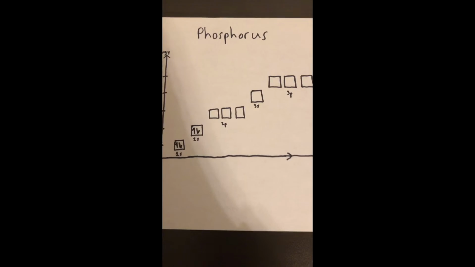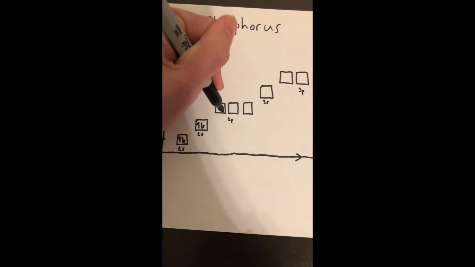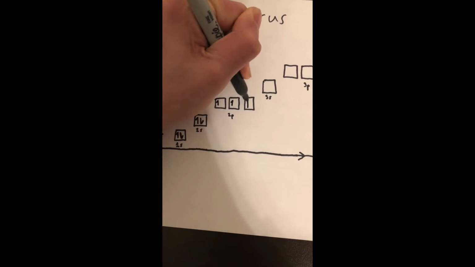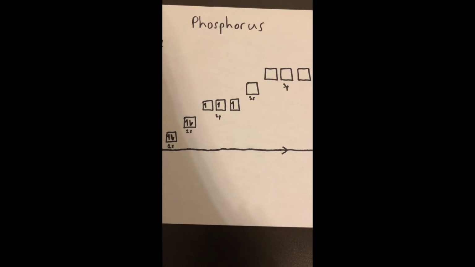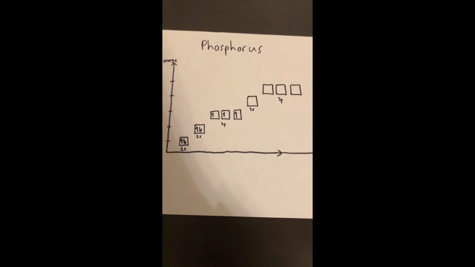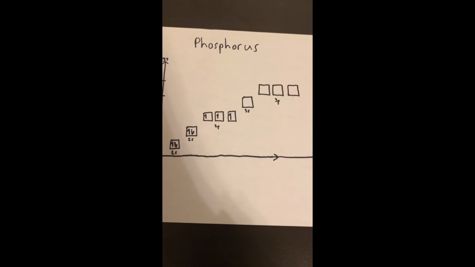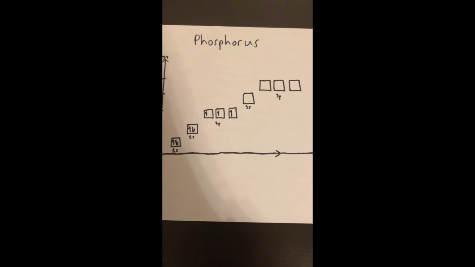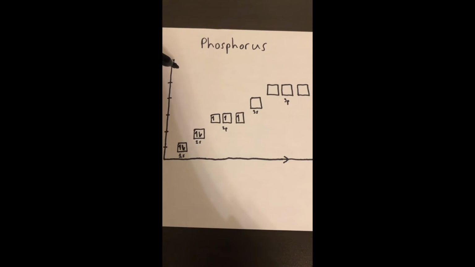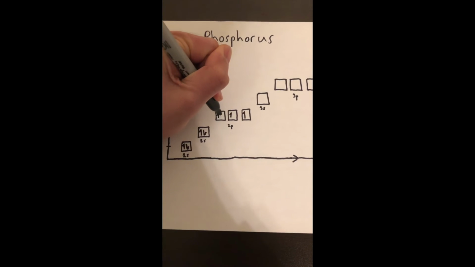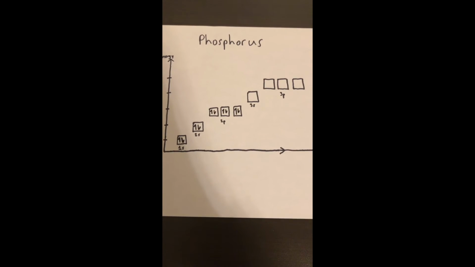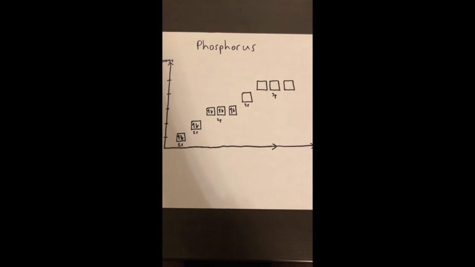And for 2p, we have to use Hund's rule here. So we're going to put an up arrow in each of these to satisfy Hund's rule. It states that all the orbitals in a subshell must be half full before filling the other half with the other spin, as relating to the Pauli Exclusion rule.